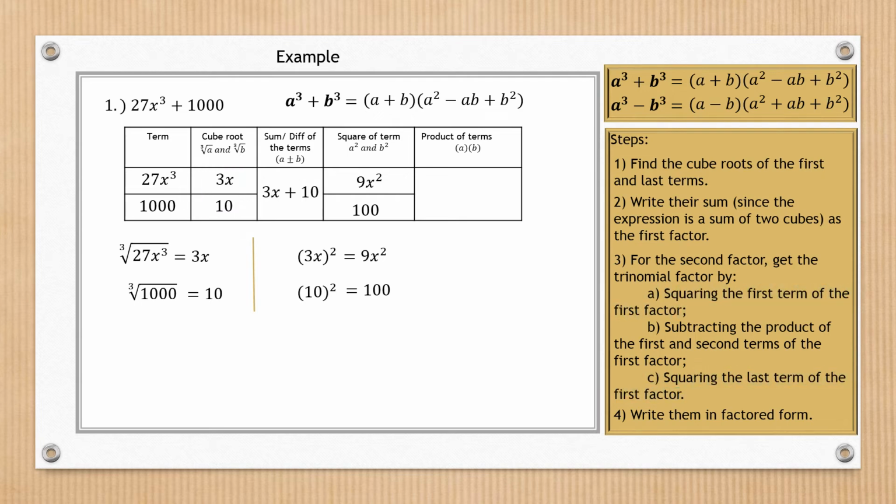Here, class, you have to subtract the product of the first and the second terms of the first factor. Never mind the subtract. Since it asks for the product of the first and second term, look, product of terms, A times B. Meaning, you multiply what you cubed earlier. So, that is 3x times 10, that is equal to 30x. 3 times 10, that is 30, copy x. So, you write it down.